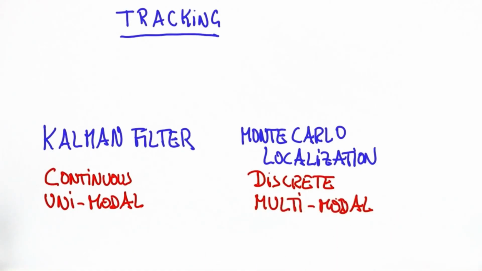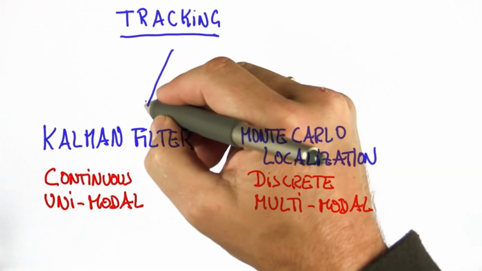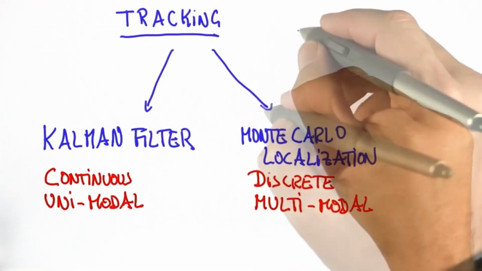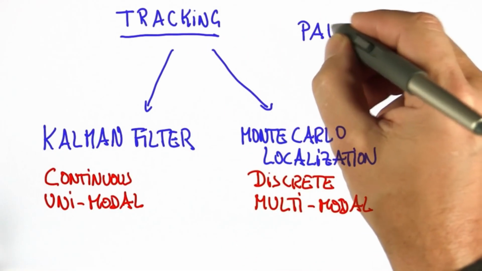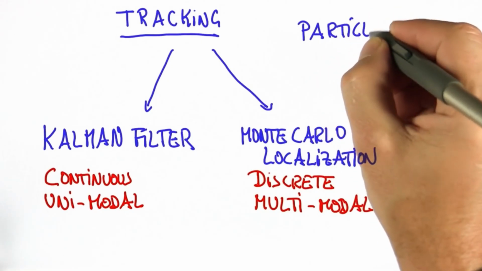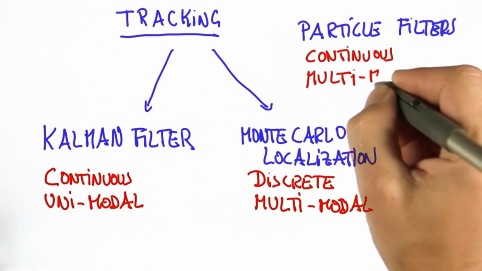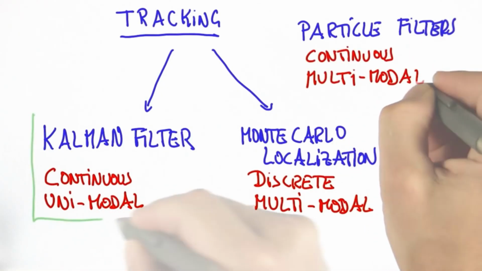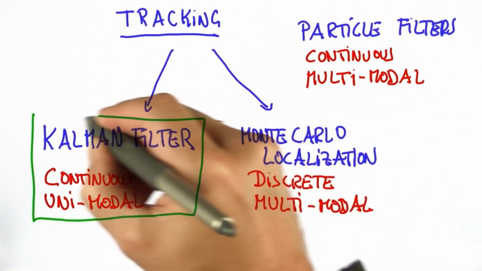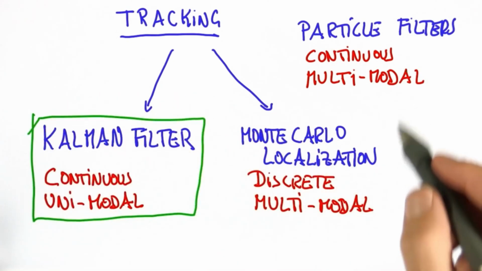Both of these techniques are applicable to robot localization and tracking other vehicles. In fact, in a later class we're going to learn about particle filters, which are yet another way to address the same problem. And indeed they're actually continuous and multimodal. But for the time being, let's look into Kalman filters and ignore these other two families of methods.